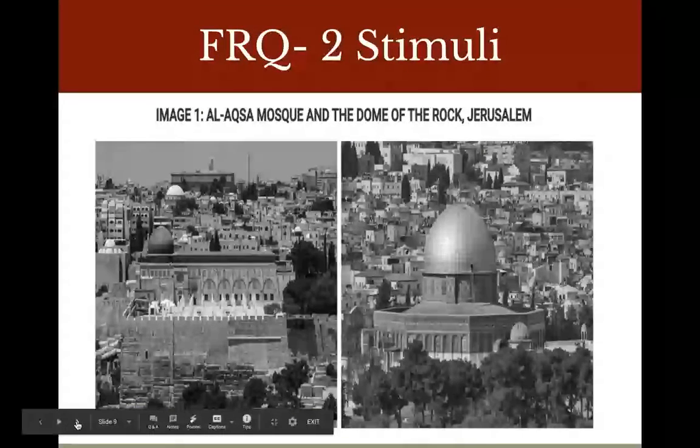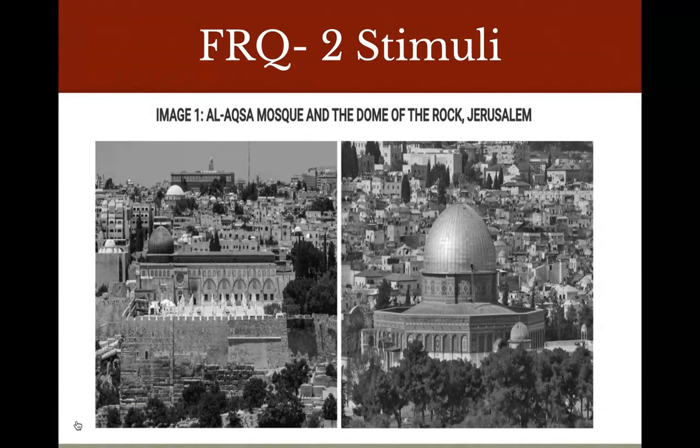There will be embedded questions, and the embedded questions have to tie into answering that prompt. The second FRQ you will see is going to be 2 stimuli. So here we have a look at our religious sacred places. You have the Al-Aqsa Mosque, holy site of Islam, and then the Dome of the Rock, again a holy site of Islam. In this particular case, we don't see the prompt below it, but there should be a prompt, and then you'll have embedded questions.